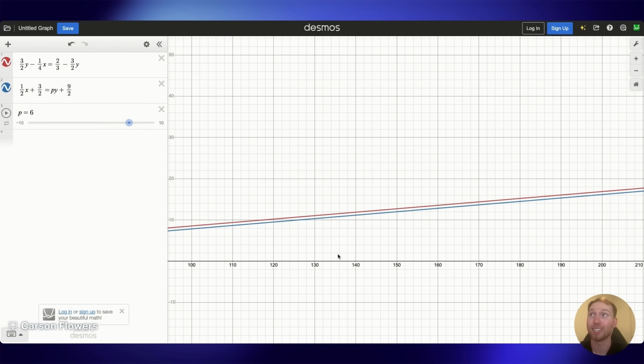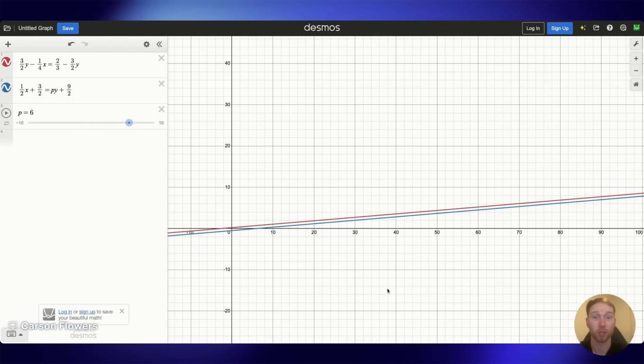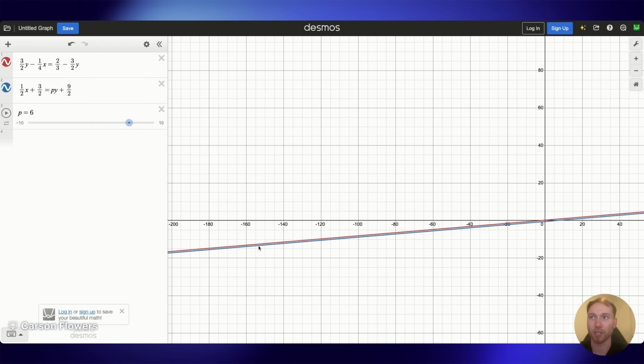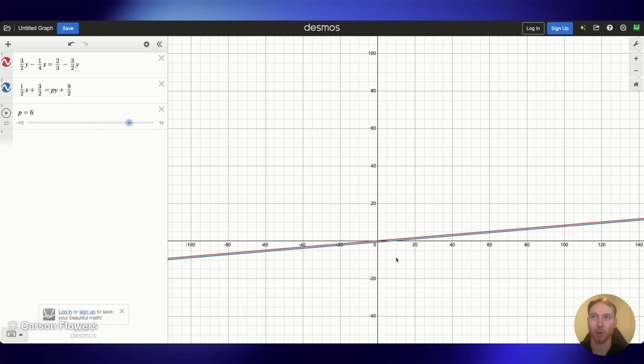And that's how we know 6 is the correct answer for this question. You want to double check by making sure you're moving it around and that on these further parts, they're not touching. That's correct. 6 is the correct answer for this question.